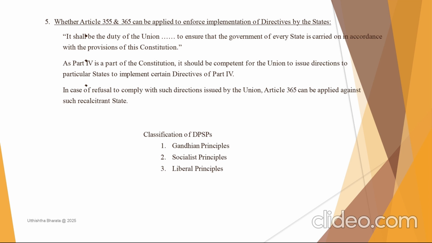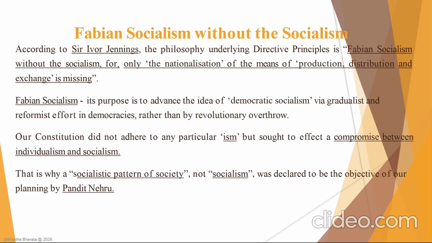Our Constitution did not adhere to any particular ism but sought to effect a compromise between individualism and socialism. That is why a socialistic pattern of society, not socialism, was declared to be the objective of our planning by Pandit Nehru. Further, understanding the utility of directive principles.